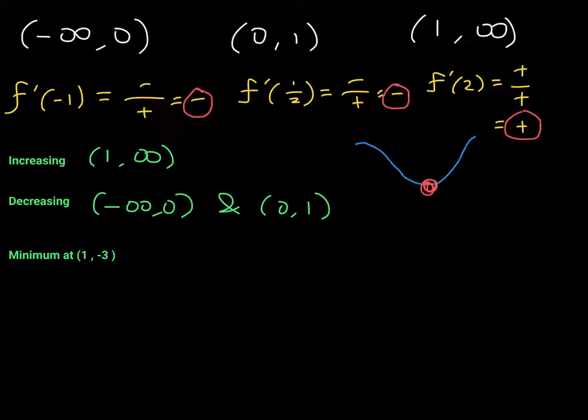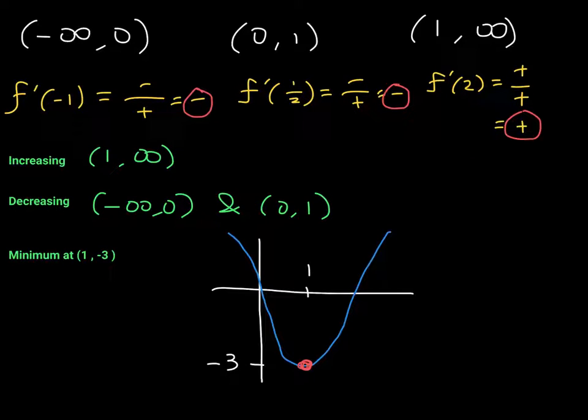I'll show you the picture of the graph really quickly just to help us understand. So here is the minimum that we found. It's both a local and an absolute minimum. To the left of x equal to 1, the function is decreasing. To the right, it's always increasing.